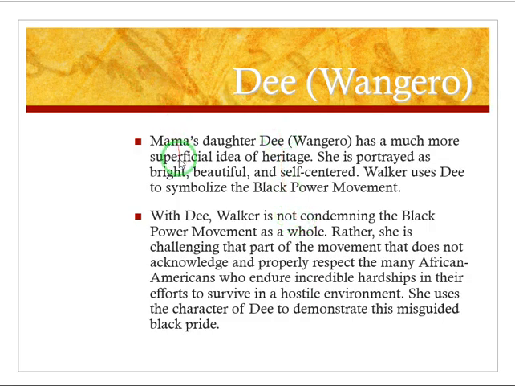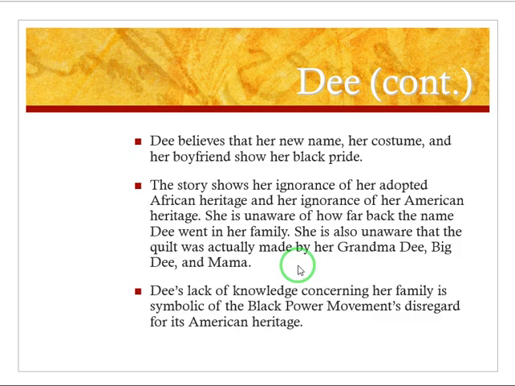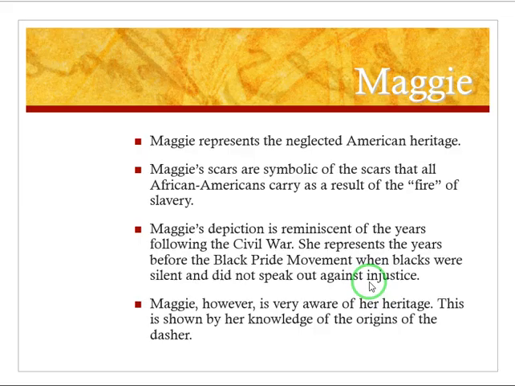Dee is the daughter that has a superficial idea of heritage, and she's described as bright, beautiful, and self centered. She's also educated. However, she believes that her name, her costume, and her boyfriend show her black pride, and she doesn't have any idea of her adopted African heritage or the American heritage. So, in spite of the fact that she's educated, she's ignorant of the heritage.